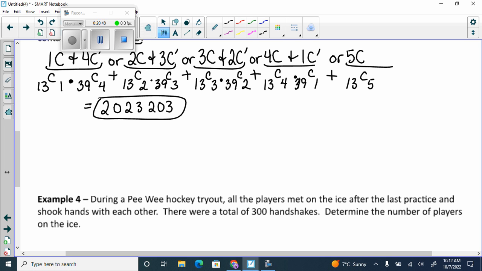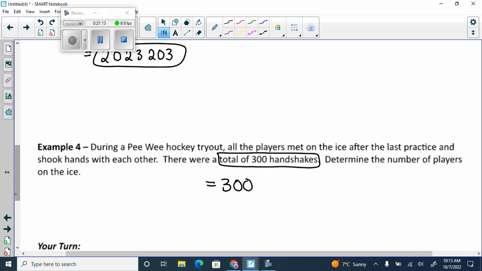Okay, here's a handshake question. We've talked about these. During a Pee Wee hockey tryout, all players met on the ice after the last practice and shook hands with each other. All the players shook hands with each other. There was a total of 300 handshakes. So total means equals 300. Determine the number of players on the ice. How many people shake hands with each other at a time in the real world? 2. And so we give it no order. We say C2. And what do we not know? We don't know N, the total number of players.